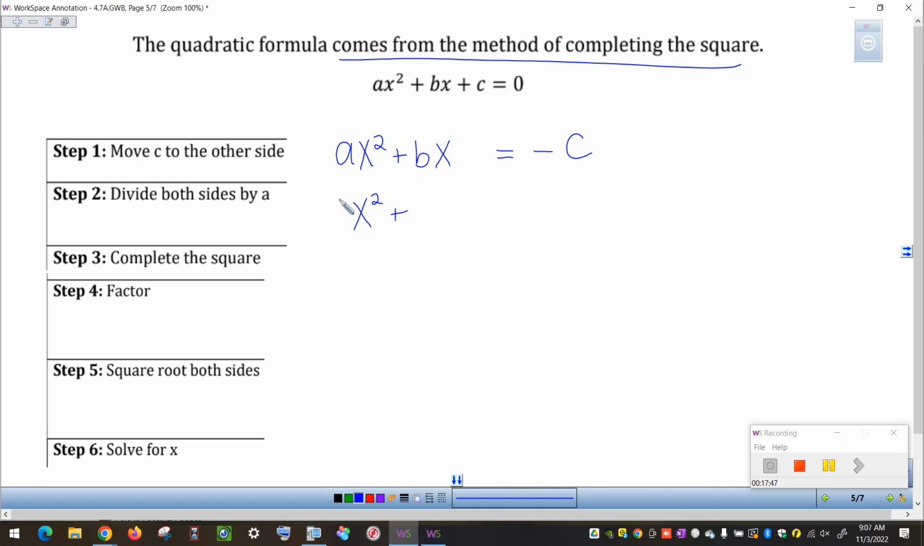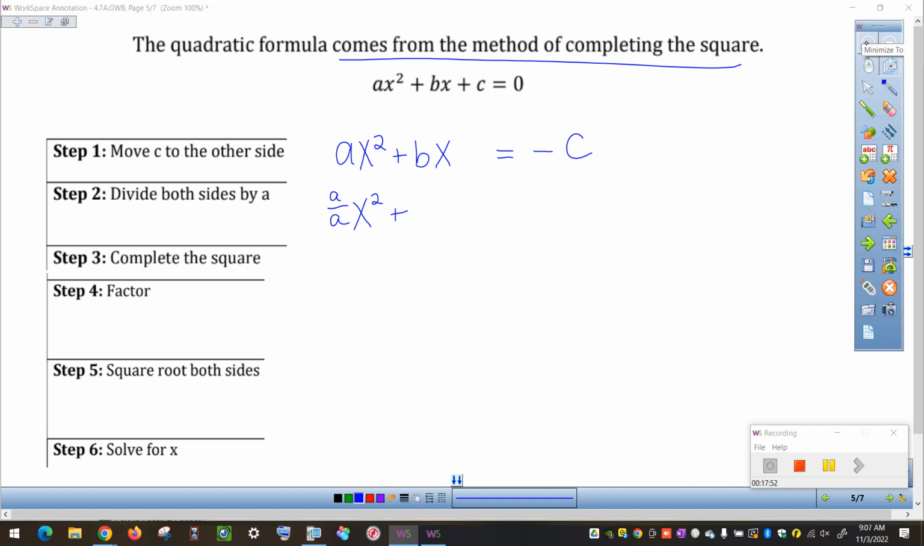You can also think of it as being like A over A in front of the x squared, but A over A is just equal to 1. Numerator is the same as the denominator. Now for the middle part here, I'm going to do bx divided by A. Really, for that, I just need to do b divided by A and keep that in front of the x. And then on the other side, I'm going to do negative c divided by A. So that would be how we would get rid of any number other than 1 that might be in front of the x squared.